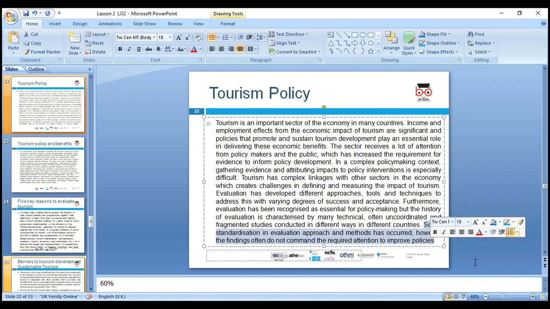Another thing is that you try to standardize things as well. Some standardization, evaluation approaches and methods have occurred. The price may be standardized. If there's too much variation in the price, like 5 star or 7 star, from brand to brand, then at least the trust of the clients will increase.